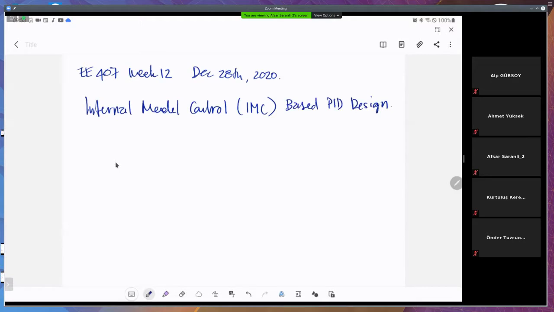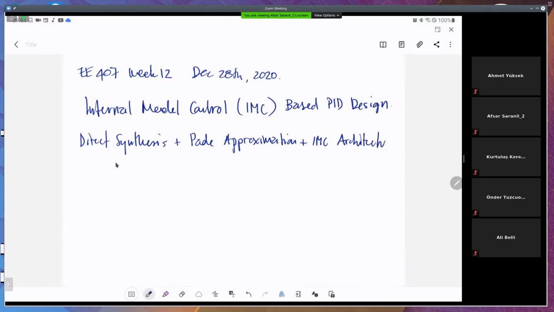Alright, so we will be discussing internal model control-based PID design. That will combine a lot of what we have learned so far, including the direct synthesis method plus Padé approximation, plus what is called the IMC architecture. As you will see in a minute, IMC architecture is a generalization of the output feedback architecture.